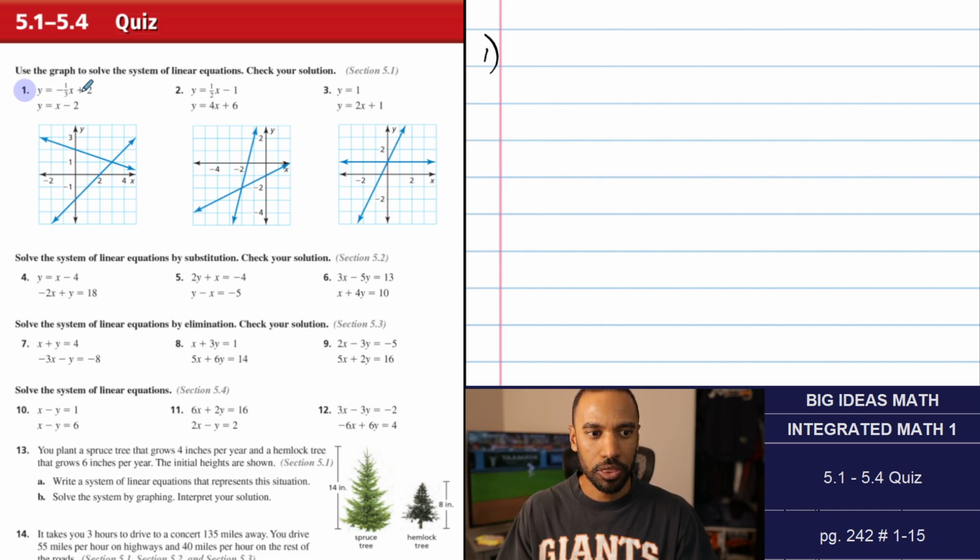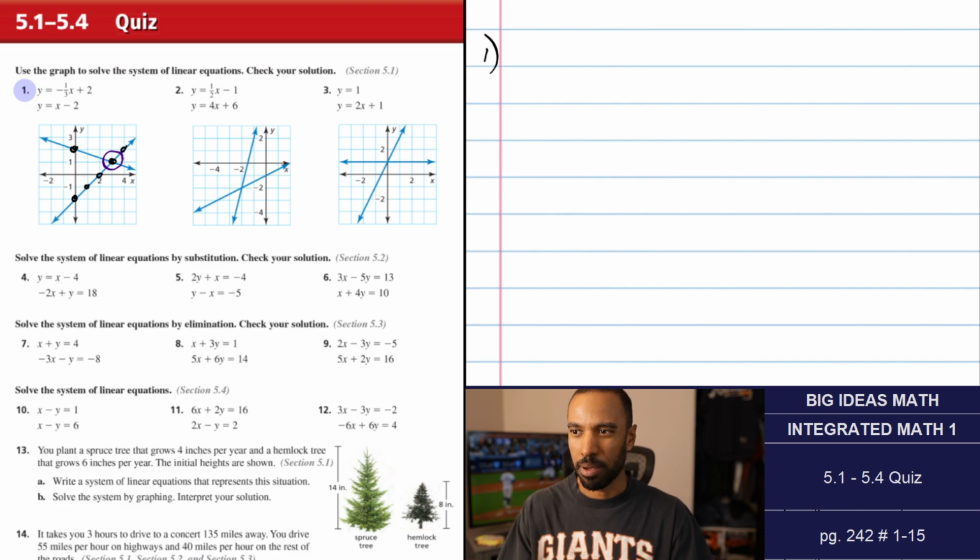Y equals negative 1/3 x plus 2 is this line that's going down right here. Y-intercept of 2, slope of down 1 over 3, boom, like that. And then y equals x minus 2 has a y-intercept of negative 2 and a slope of 1, up 1 over 1 like that. And eventually they intersect at that place right there. This guy right here is the point of intersection.